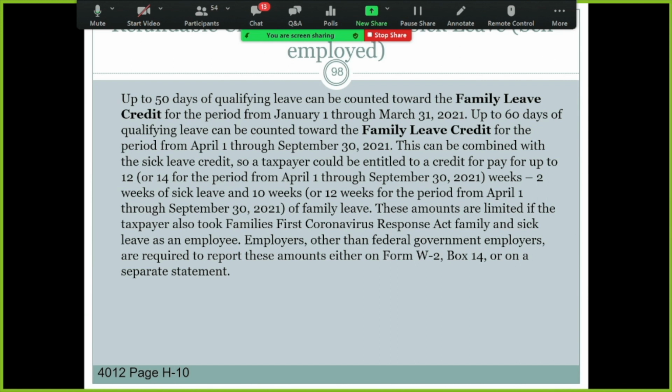So again, TaxSlayer is very helpful with us, where it will break these time frames up for us, and we will just have to put in the number of days that the self-employed individual would qualify for this credit, the number of days that they were out of work. And TaxSlayer will calculate that for us.